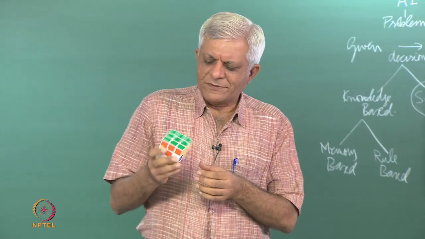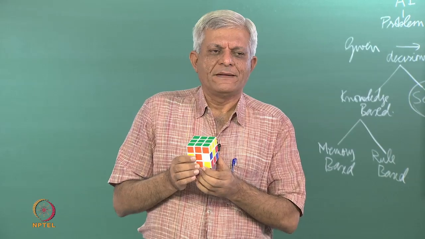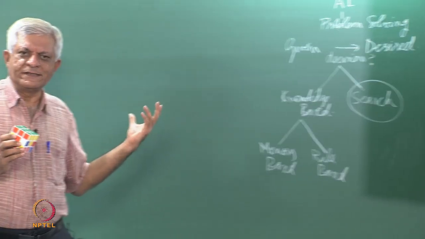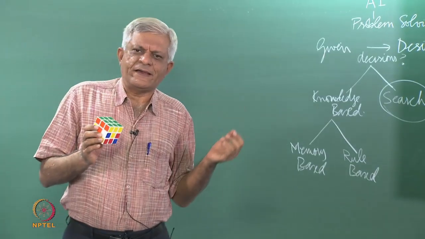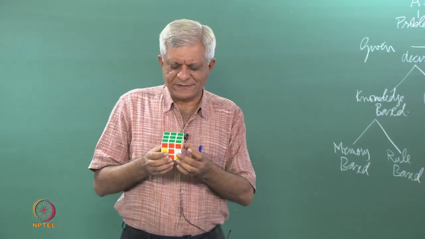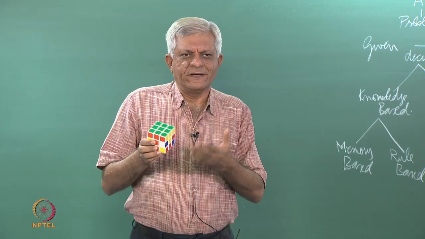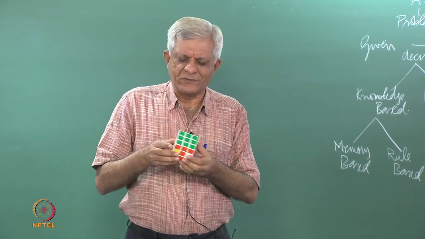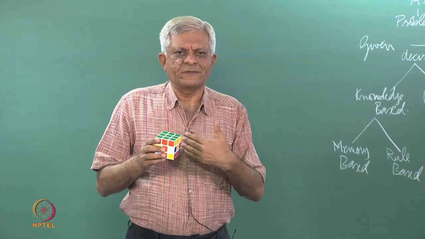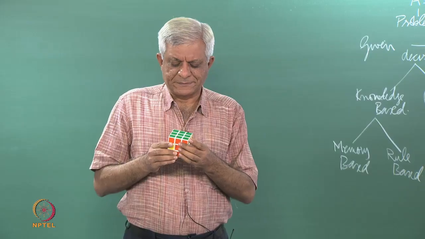Now, the first thing I want to do with this is to highlight the difference between these two approaches to problem solving, search based and knowledge based. If I were to give someone this Rubik's cube who has not seen it before and ask that person to solve it, she or he would essentially do trial and error. You would try to see what to do with this and what to do with this, and try to explore a sequence of moves which will solve the puzzle.